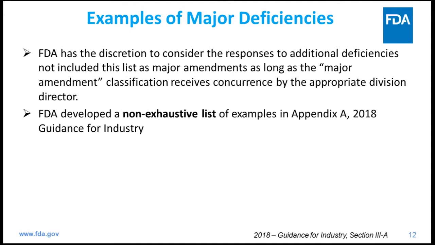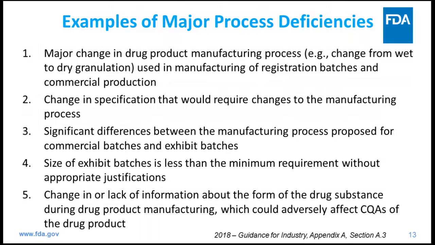So the FDA, as always, has the discretion to consider the responses to additional deficiencies not included in this list as major amendments, as long as our appropriate division director concurs. And in the 2018 guidance, FDA developed a non-exhaustive list of examples in Appendix A. It's the first time the agency has developed such a list for different review disciplines. It's a very good resource. You can always refer to those sections, and it covers very well what we found in our review process.